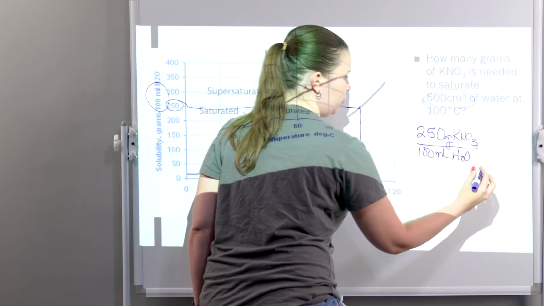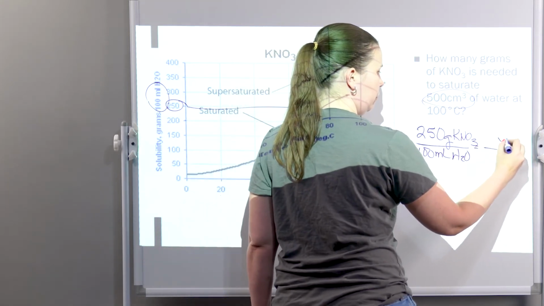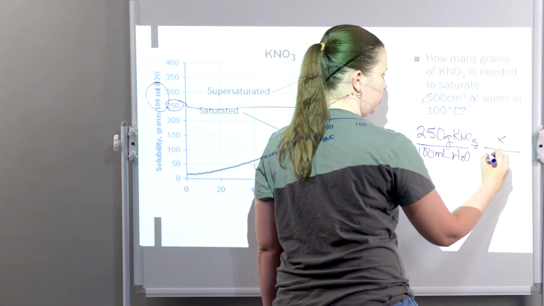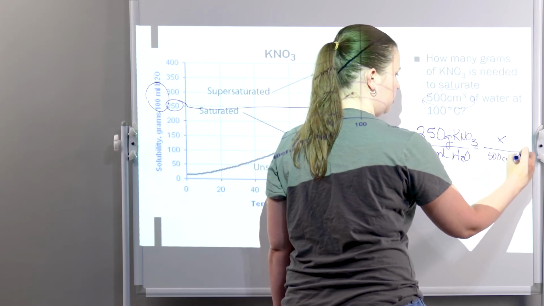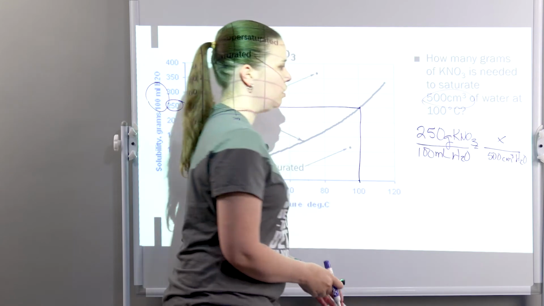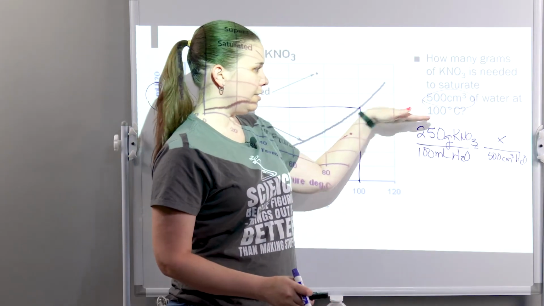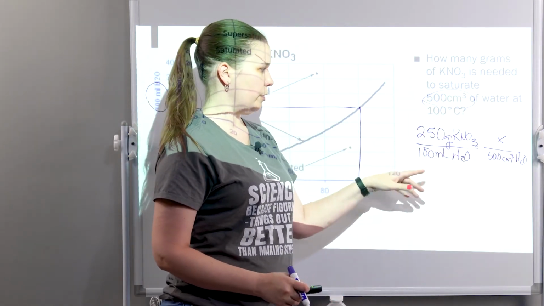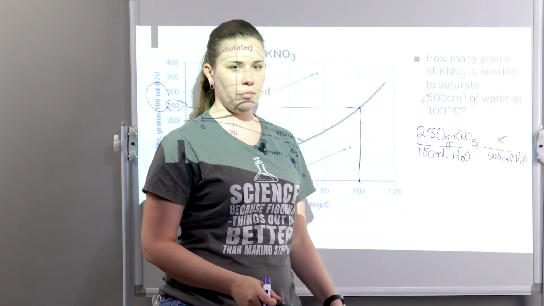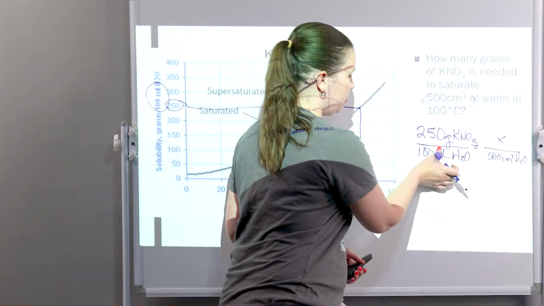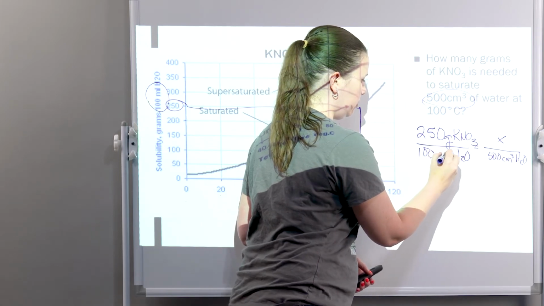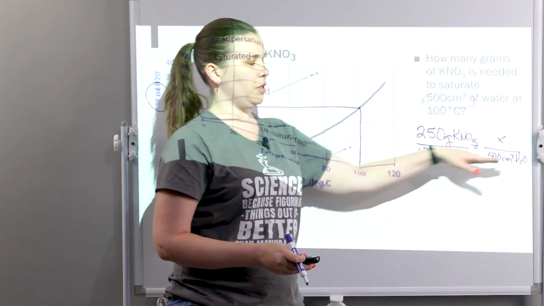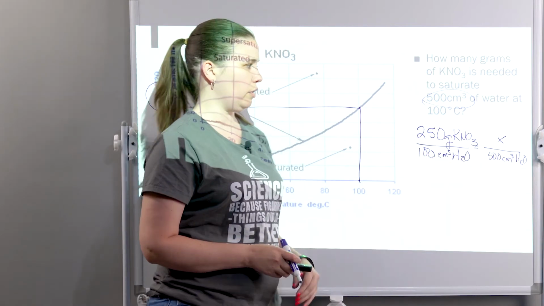So now I want to find a proportion where I'm solving for how much solute could go into 500 cubic centimeters of H2O. To use a proportion, you need like units on top and like units on the bottom. Milliliter versus cubic centimeter shouldn't be left like that, but it doesn't really matter which one you change because 1 milliliter equals 1 cubic centimeter. So same thing. Basically, we have 5 times as much water.